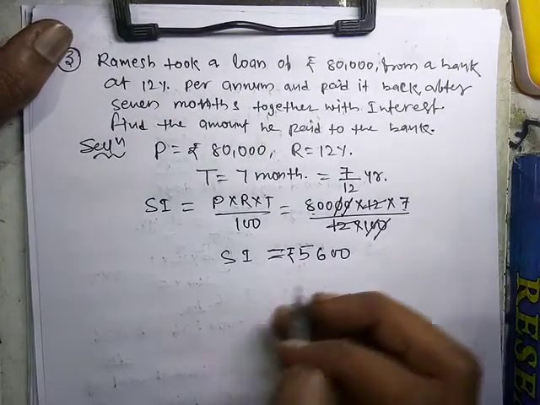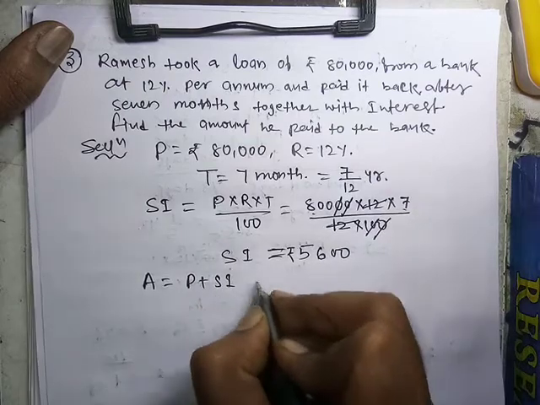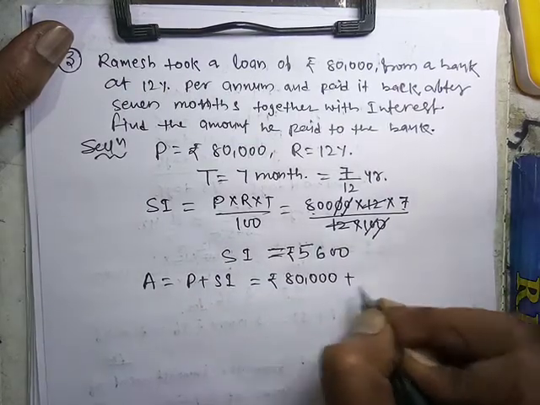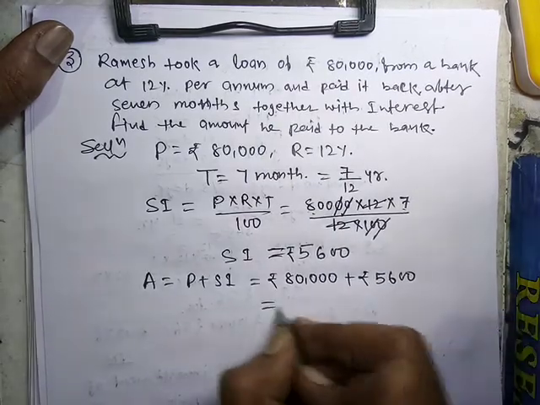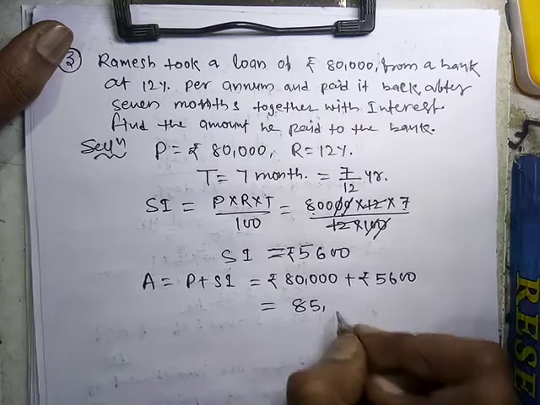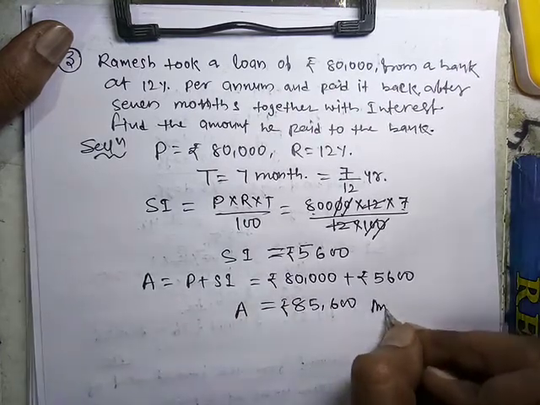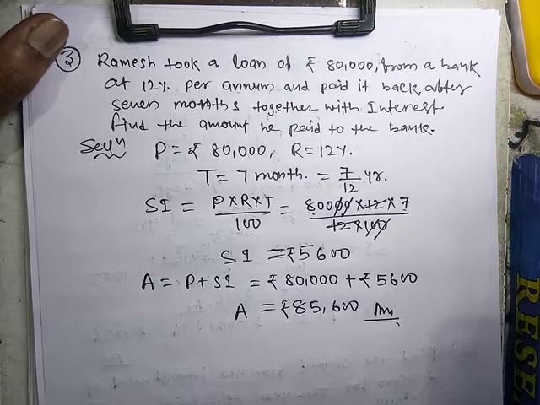Now you have to find the amount. So amount is equal to P plus SI. Here principal is rupees 80,000 and SI is rupees 5,600. After adding you get 85,600. So the amount is rupees 85,600. It means Ramesh paid rupees 85,600 to the bank.